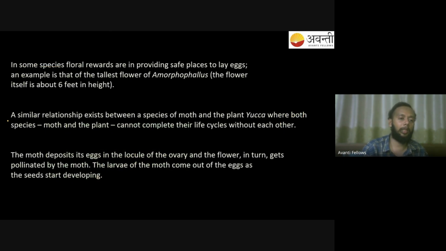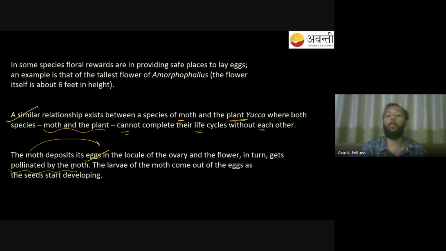So let's have a look. A similar relationship exists between the species of a moth and the plant yucca, where both species, moth and the plant, cannot complete the life cycle without each other. So what will happen? The moth will deposit its egg in the locule of the ovary, and the flower in turn gets pollinated by the moth. So what is the benefit to the flower? Pollination is happening. The flower is getting pollinated by the moth, right?